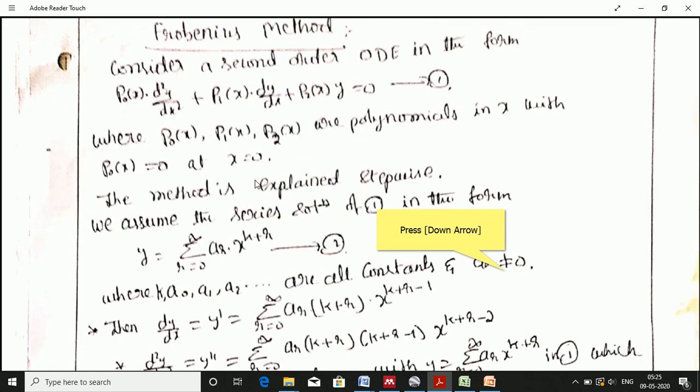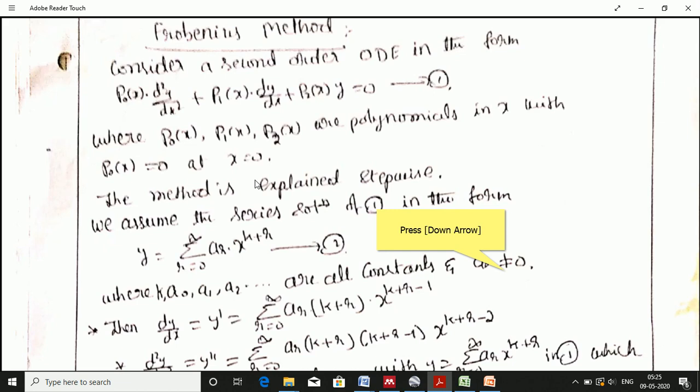In this method, consider the second order ODE in the form P0 x d square y over dx square plus P1 x dy divided by dx plus P2 x y is equal to 0, where P0 x, P1 x, P2 x are polynomials in x. Suppose P0 x is equal to 0 at x is equal to 0, we are applying the Frobenius method. P0 of x not equal to 0 at x equal to 0, we are applying the power series method.